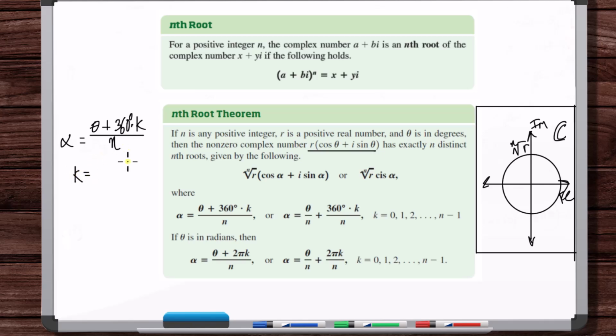The way that works is you start at k equal to 0, then go to 1, 2, 3, and so on, until you have n separate k's. If n was 3, you'd stop at 2. If n was 5, you'd go 0, 1, 2, and stop at 4. Then you plug those k's in and you get n separate alphas. Then you've got your complex numbers. They're in polar form, though, so you can convert them back to rectangular form and you're done.